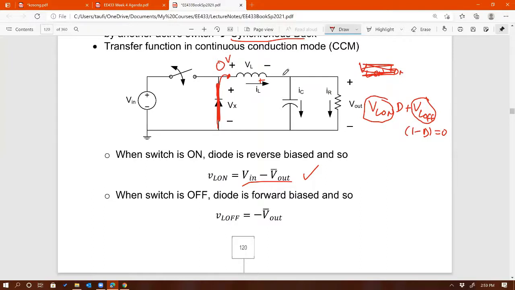Right? And what about the right-hand side of the inductor? That's going to be V out still. Right? So what is the voltage across the inductor when the switch is off? That's going to be 0 minus V out right there. 0 minus V out means minus V out, right? So then that's it. That's all you need to get in order to derive the transfer function of a buck converter. Transfer function means V out over V in, okay? So let's do that, and then we can adjourn.